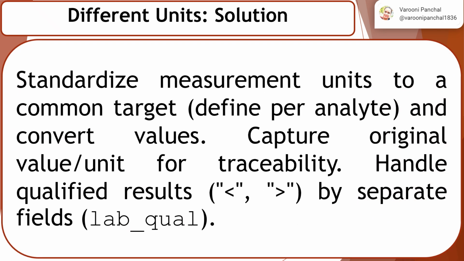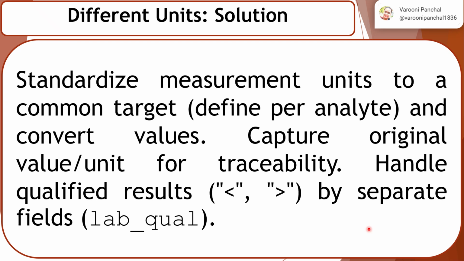Now the question here is how to solve this problem when you have different units. The solution is to standardize measurement units to a common target defined per analyte and convert values. Say for example, I have 12 different studies which I need to pool into one single ISS or ISE study. Here, whatever lab data you have separately for 12 studies, you need to combine either vertically or horizontally, just like appending, with common variable names and labels and everything.